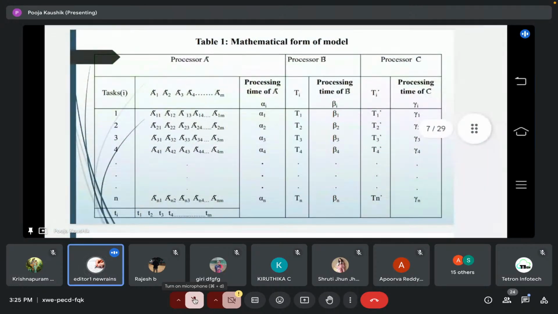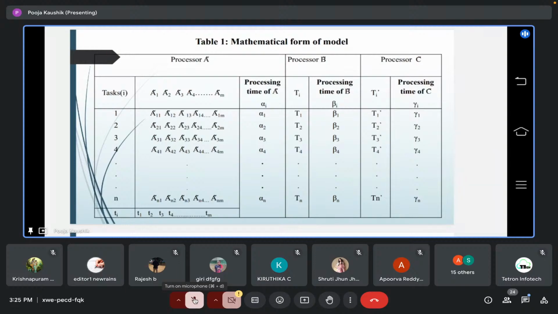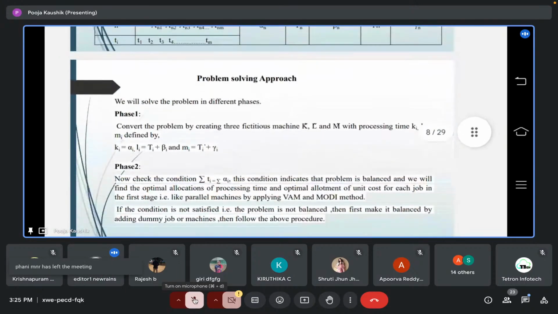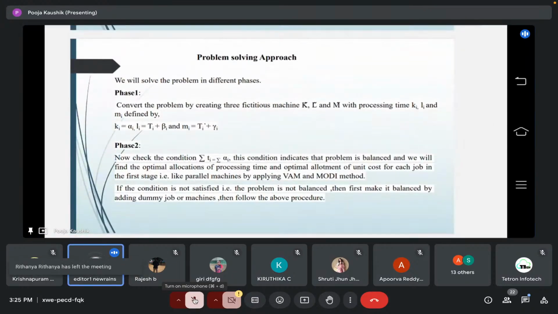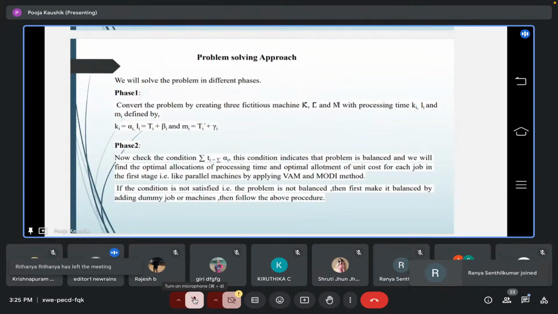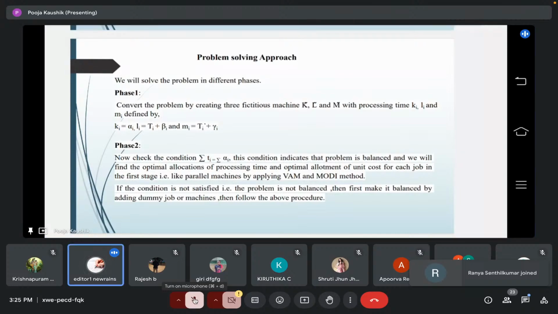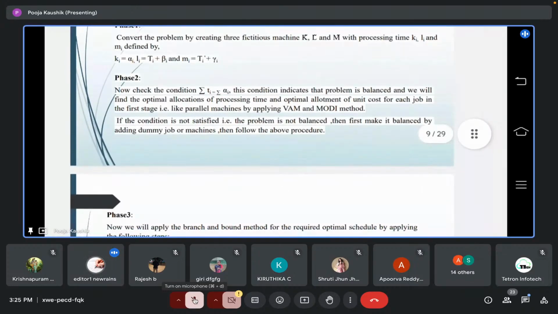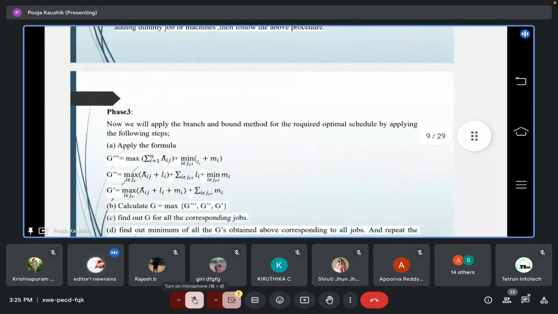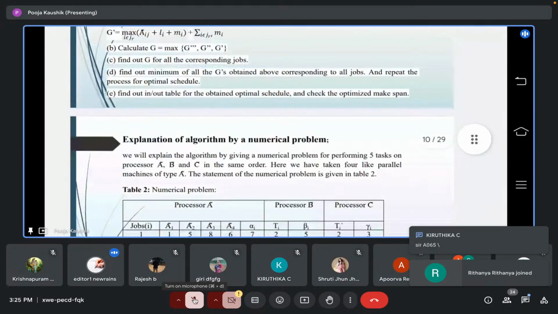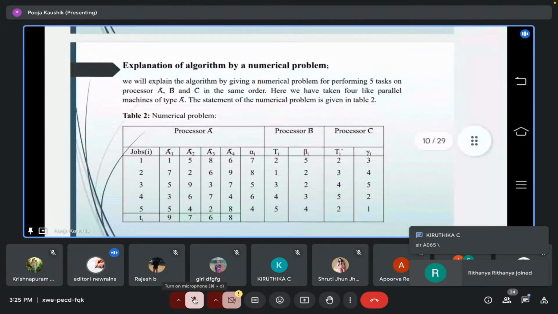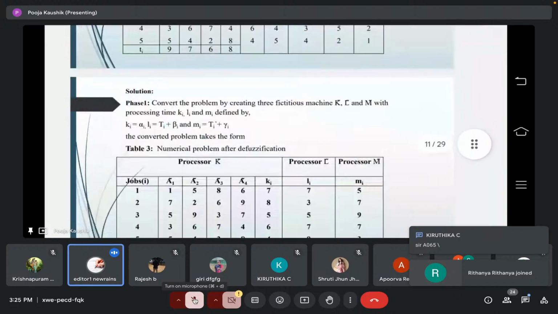I have taken multiple jobs at the first processor with processing time, and single machines at the second and third processor with the transportation time. And this is my problem solving approach, ma'am. First of all, I convert the three fictitious machines into two fictitious machines by using this formula. And in phase two, we apply the transportation methods. After applying the transportation methods, we find the optimal sequence, and corresponding to the optimal sequence, we find the optimal makespan.